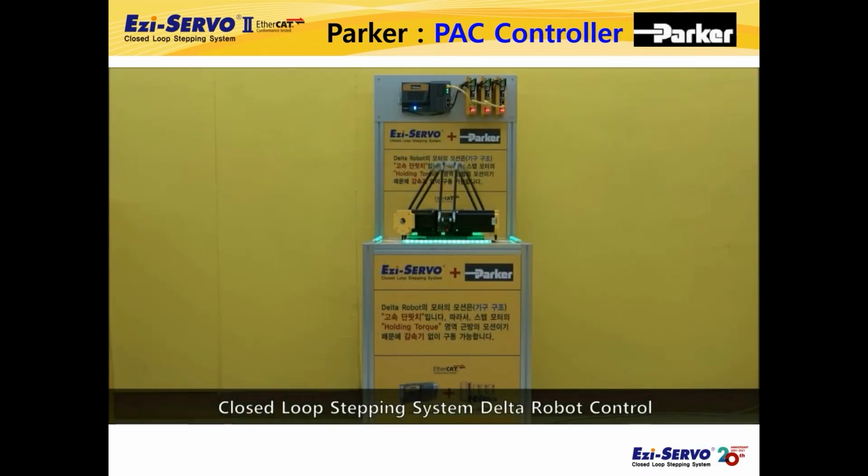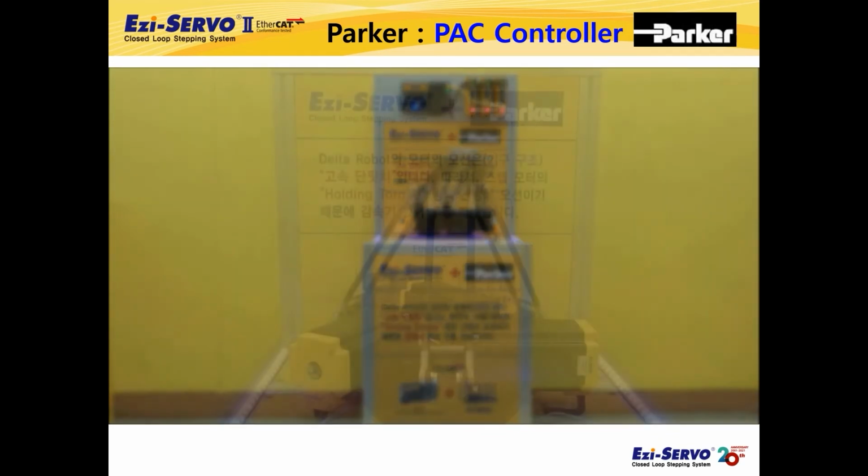In general, servo motors are used a lot for Delta robots. However, when using servo motors, most of the motors are driven by attaching a gearbox due to the characteristics of the servo motors that generate the smallest force when stopping.